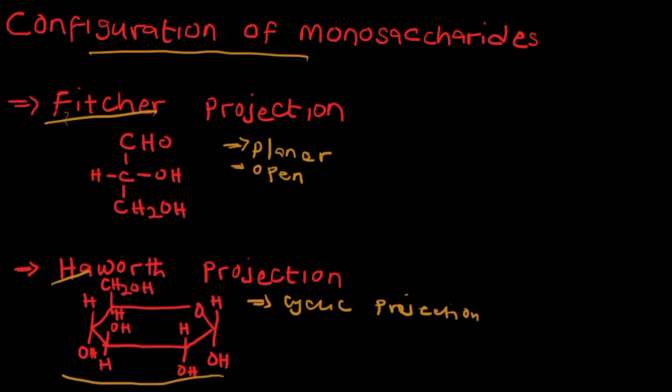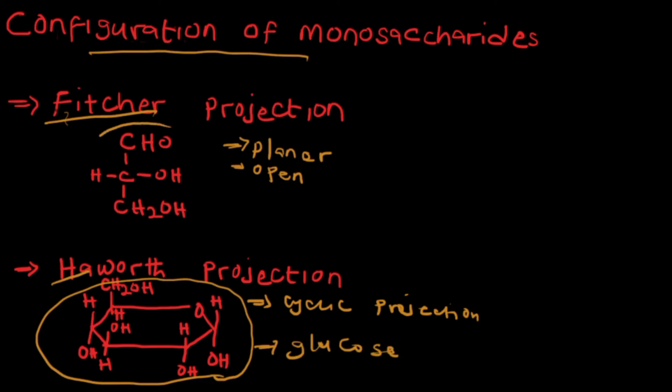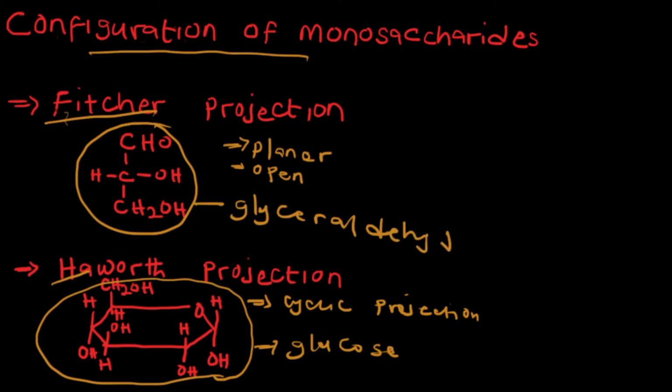This is an example of a Haworth projection, and this is glucose. This is also an example of a Fischer projection, and this is glyceraldehyde. In this video I'm going to specifically restrict myself to writing the configuration of monosaccharides using the Fischer projection. So let's see how we can write the configuration of a monosaccharide using the Fischer projection.